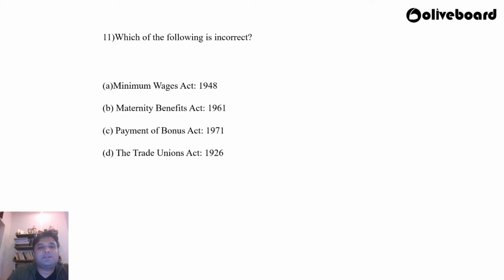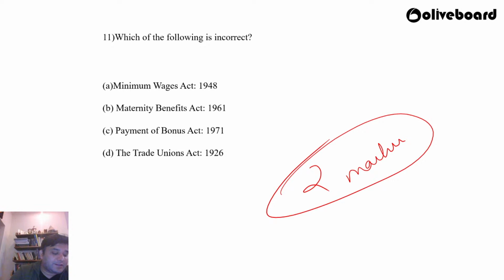Which of the following is incorrectly matched? Minimum Wages Act 1948, Maternity Benefit Act 1961, Payment of Bonus Act 1971, Trade Unions Act 1926. Now ये क्वेश्चन डिफिकल्ट है, 2 मार्कर करके आ सकता है, बिकॉज एक्ट्स और उनके ईयर्स आपको पता रहना जरूरी है.